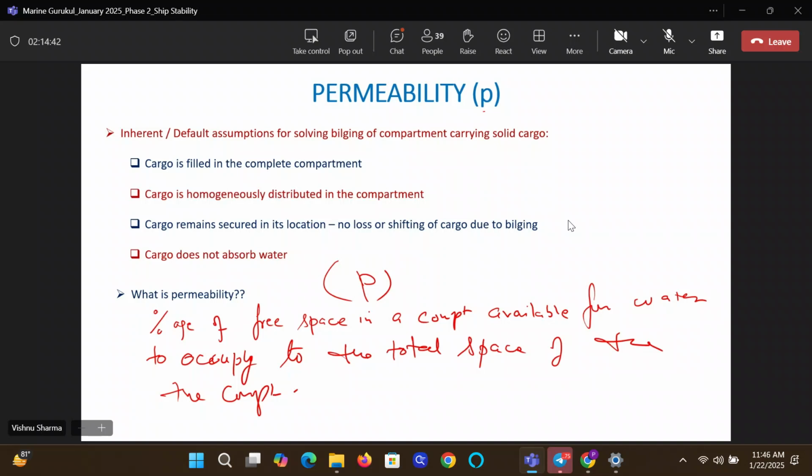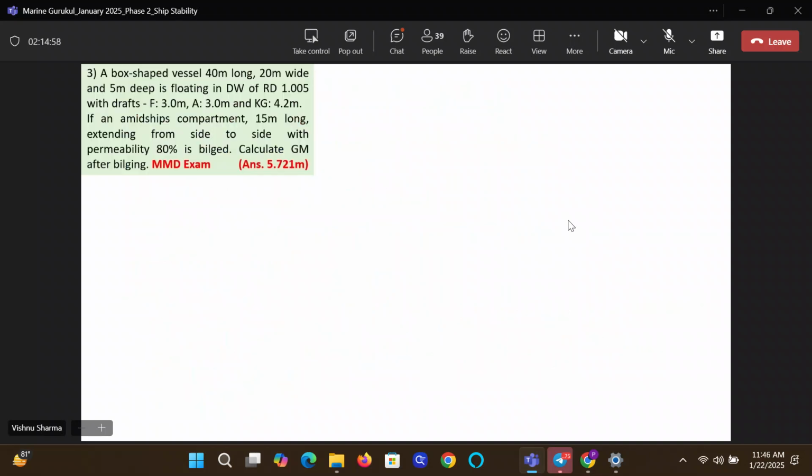Now we'll take up questions involving permeability, and then I'll give you one homework. And if you can do the homework correctly, that means whatever we have done today, you have understood well. Okay, let's take a question. This is MMD exam. Which month? I am sure I have not written the month, but it is definitely MMD exam. So this will also give you some comfort.